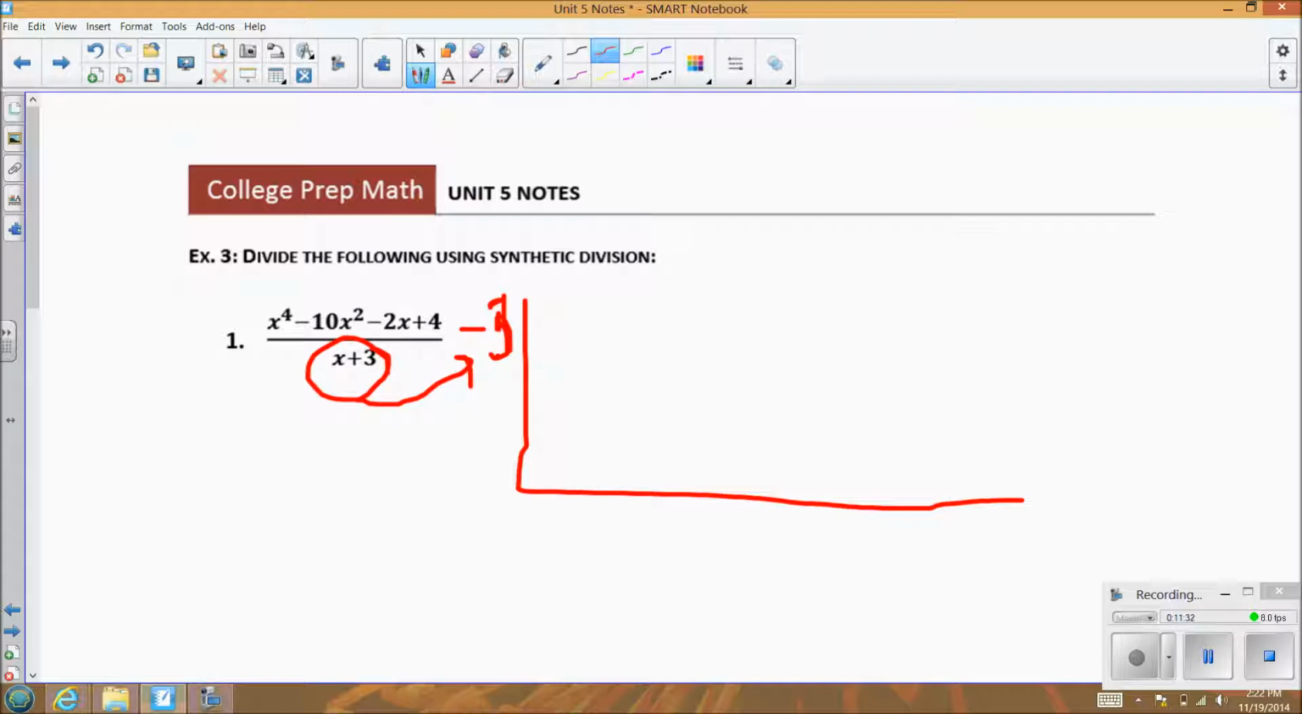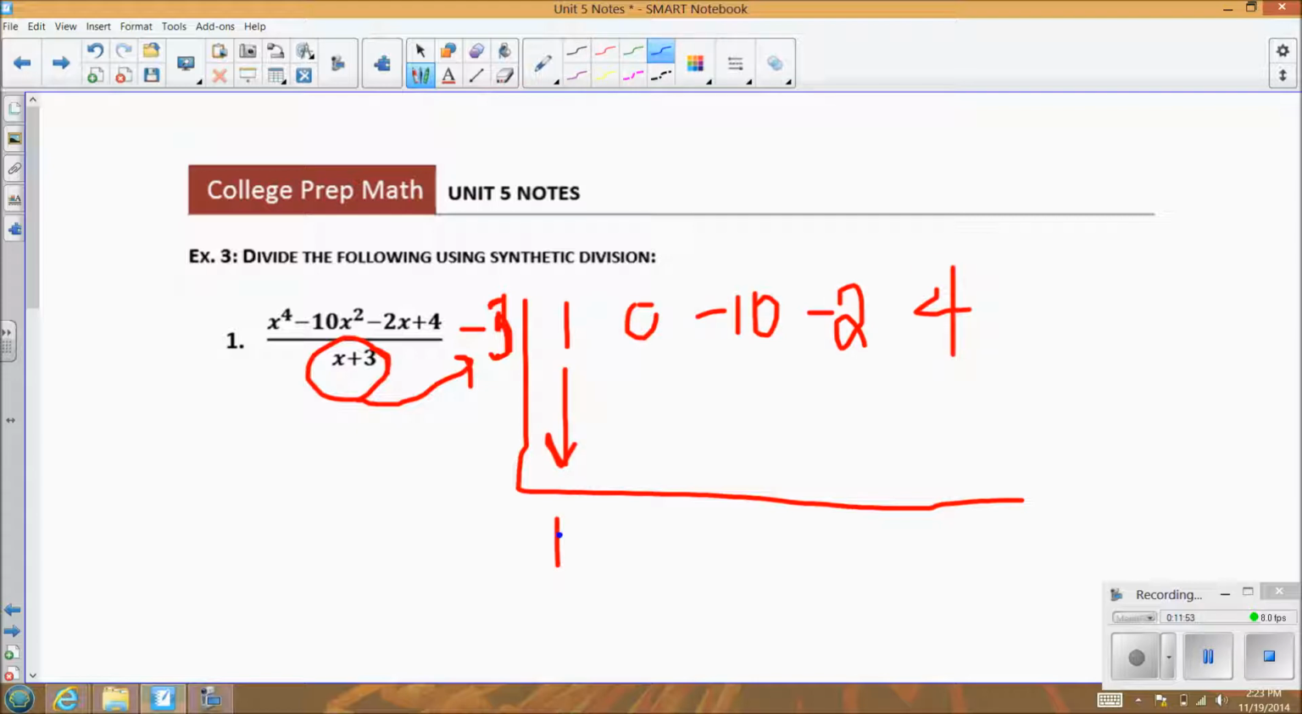And I'm going to write all of my coefficients. So x to the 4th is 1. Notice I'm missing an x to the 3rd, so it's going to be a 0. And it's going to be minus 10, minus 2, and 4. Start by carrying down the 1.